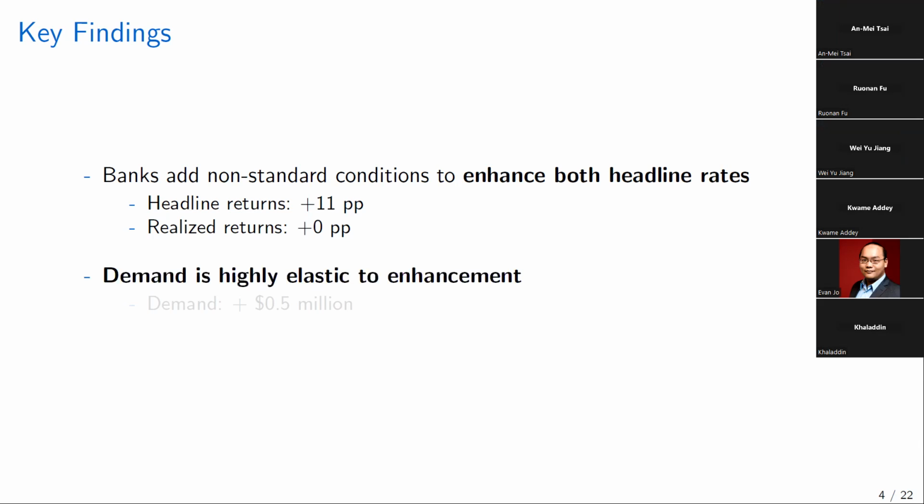Despite that, I find that demand is highly elastic with respect to this enhancement, and the economic importance of this channel, this elasticity, is again important. To give you one number, by increasing enhancement by 1 standard deviation, demand increases by $500,000, which would be equivalent to 20% of the average sales of the product in the market.